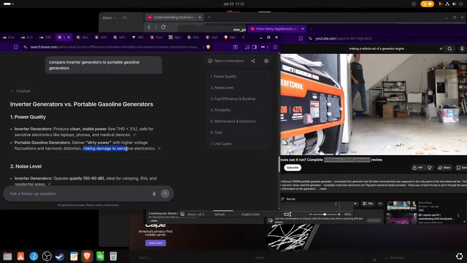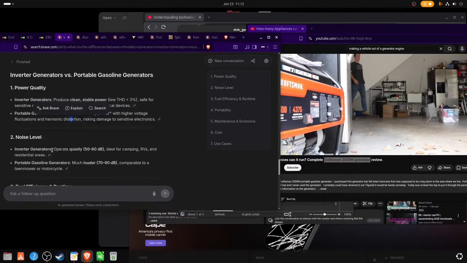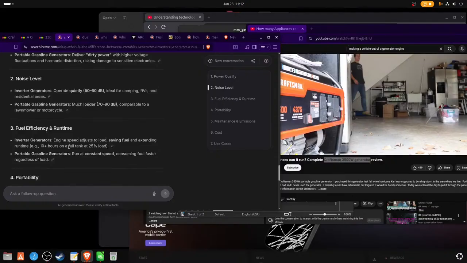Oh, they risk damage to sensitive electronics. Higher voltage fluctuations and harmonic distortion. Okay, so the harmonic distortion isn't about the noise level. It looks like less decibels, 10 to, I mean, it meshes it there. Engine speeds adjust to load, saving fuel and extending runtime.